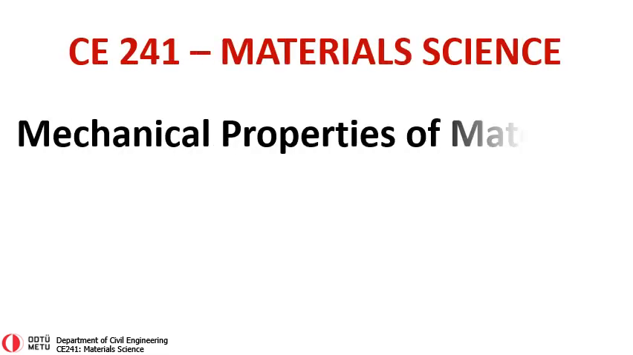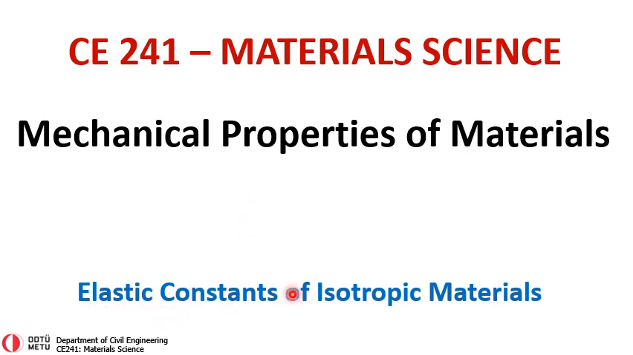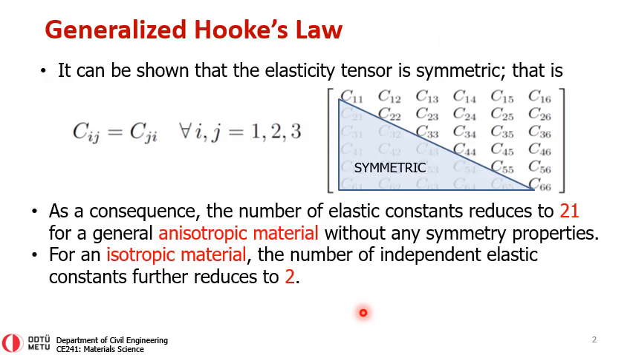Hello everyone. Today we will be talking about the elastic constants of isotropic materials, and with this video we will be concluding the elasticity properties of materials. We have seen earlier the generalized Hooke's law, and we have seen the elasticity tensor, and we have learned that this elasticity tensor is symmetric, and therefore for a general anisotropic material, we have to define 21 elastic constants. And we have also said that for an isotropic material, the number of independent elastic constants further reduces to 2. And we will soon learn what this independent means.